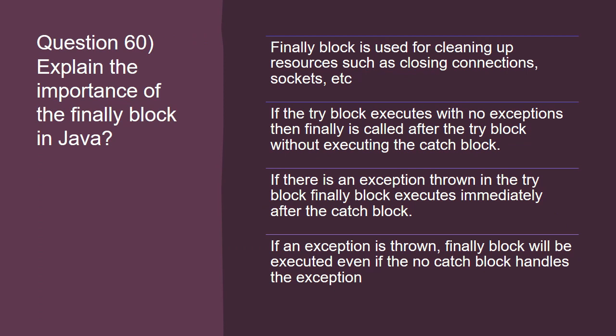Question 60. Explain the importance of the finally block in Java. Finally block is used for cleaning up resources such as closing connections, sockets, etc. If the try block executes with no exceptions, then finally is called after the try block without executing the catch block. If there is an exception thrown in the try block, finally block executes immediately after the catch block. If an exception is thrown, finally block will be executed even if no catch block handles the exception.